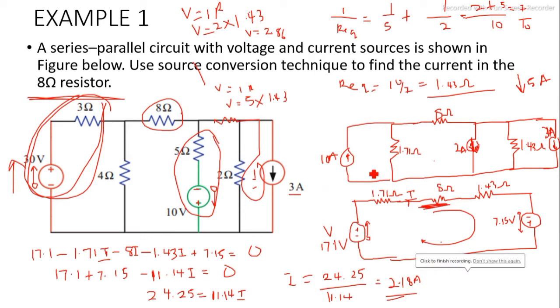2.18. So you can use any other method to solve it and see if you get the same answer. You can use superposition. Use superposition and try the current that is flowing through. If you want to use superposition, what are you going to do?